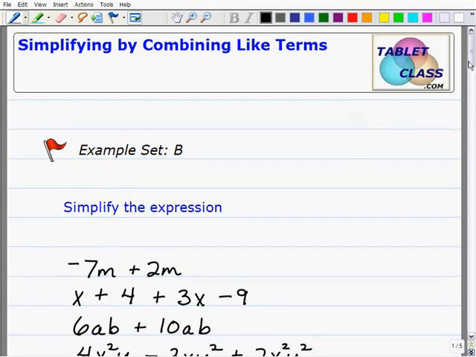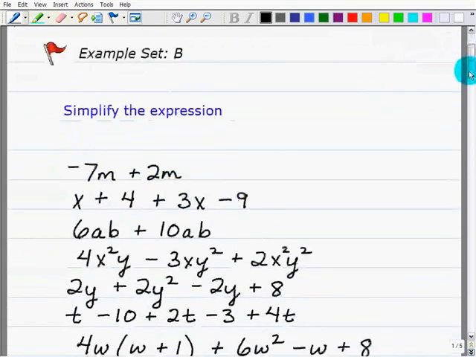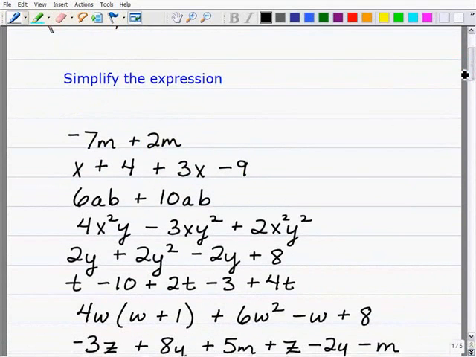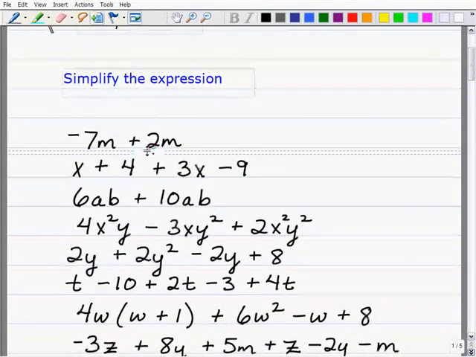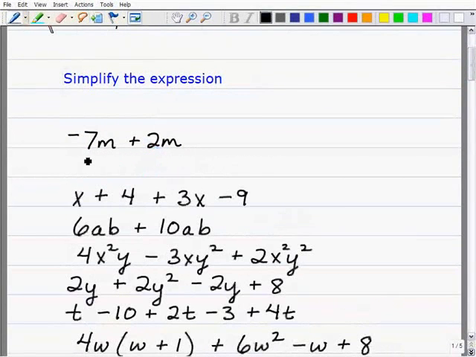Okay, so let's go right to it. So what we want to do is simplify these expressions. In other words, we want to make them as simple as possible. So we have an expression here, for example, negative 7m plus 2m. And the question is, is there a simpler way to write this? And in fact, there is, okay?